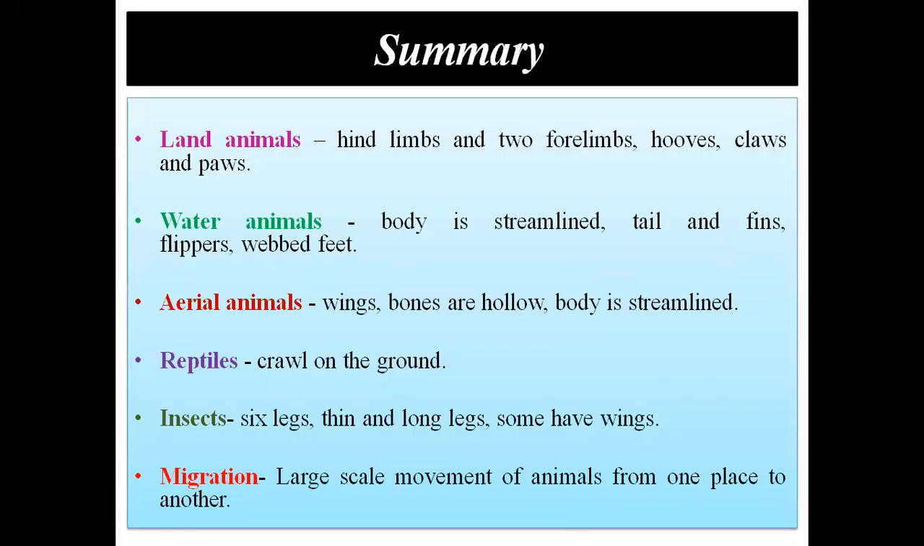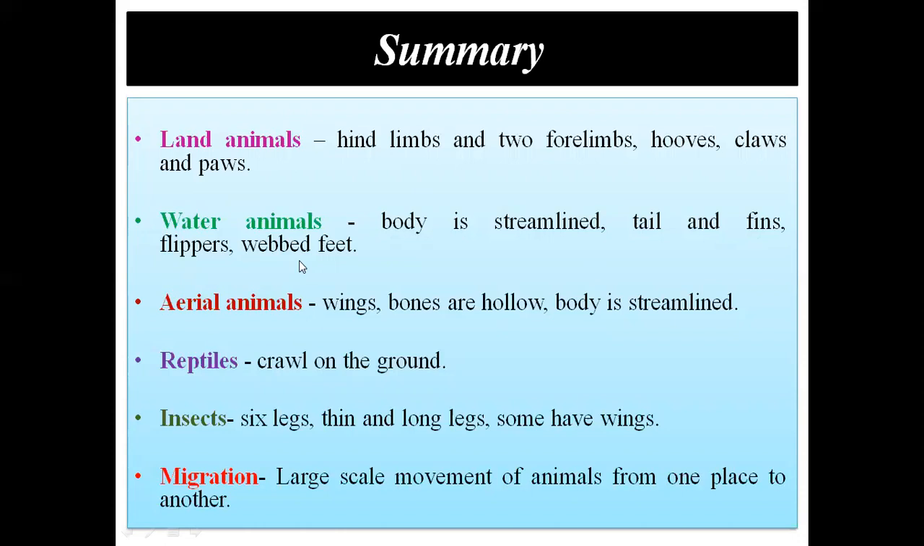So children, in today's session, you learned that different animals have different adaptations. Land animals have 2 forelimbs and 2 hind limbs, hooves. They have claws and paws which help them in hunting. And these hooves help them to move very fast. In water animals, the body is streamlined. They have tail and fins which will help them to change their direction and move forward. They have flippers which will help them to float in the water, and they have webbed feet.